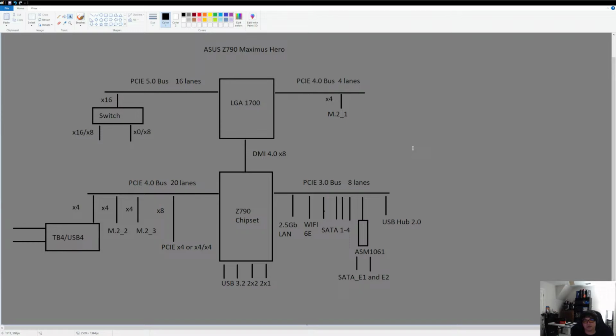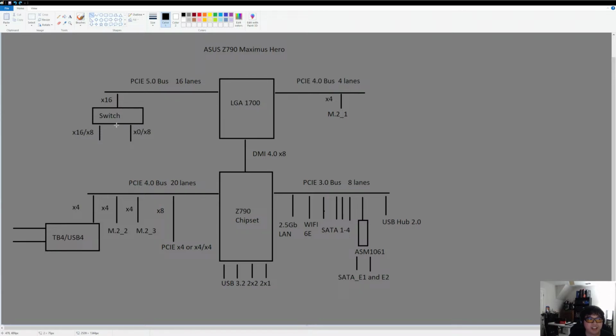Overall, I don't really like the motherboard. It doesn't have 10 gig LAN. It can't really do Gen 5 storage in a relatively simple way. I mean, you can do Gen 5, but it's going to take those lanes. I would have rather had another M.2 slot off the switch.